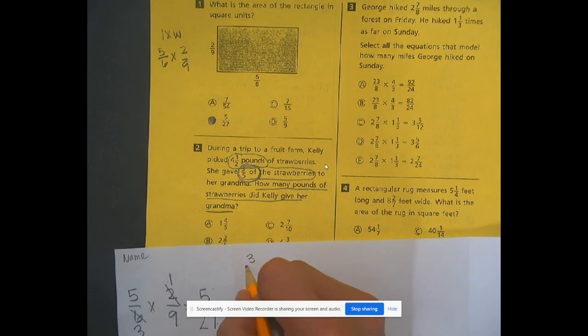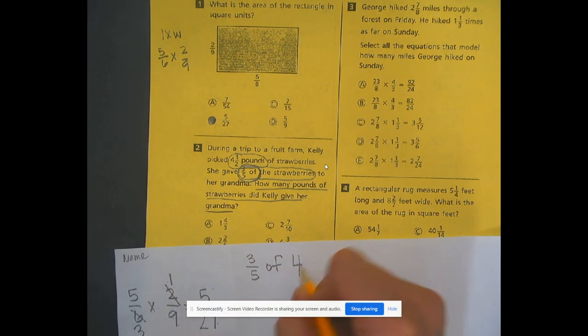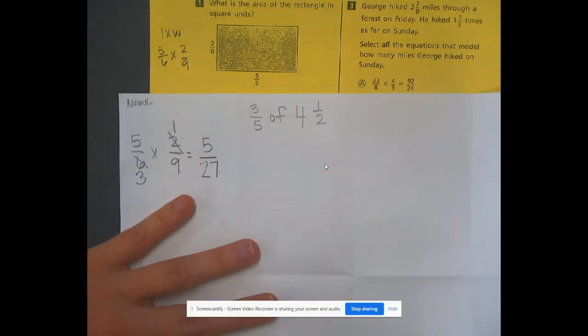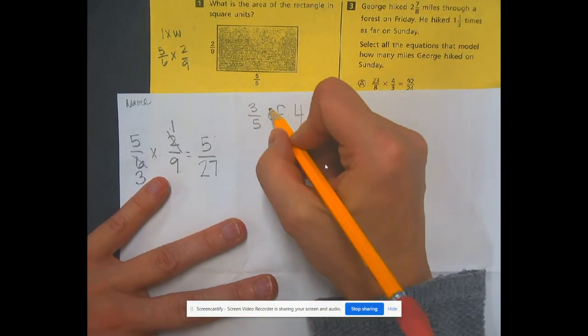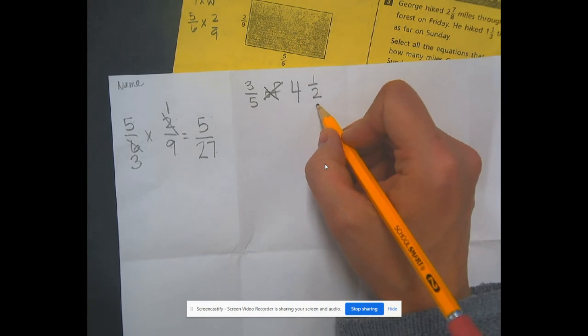So immediately, how many people's brain went to, oh, she gave, we must need to subtract? Why isn't it subtraction? Yes, thank you. 3/5 of means we're finding out what 3/5 of 4 1/2 is, right? Okay, what does of tell us to do? Multiply. So what do we need to do? Here's a fraction multiplied by a mixed number. What do we need to do? Good. Change 4 1/2 into an improper fraction.